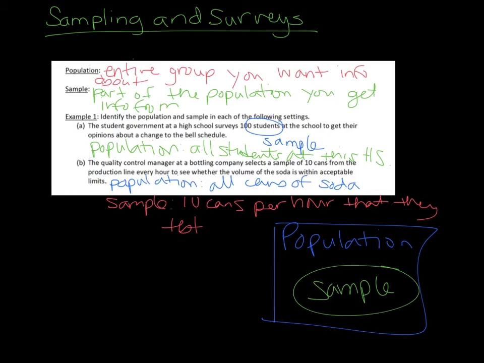And one other thing I'm going to mention is that you want the sample to be a good representation of the entire population. We are always looking for what we call a representative sample. That's very important. And that's going to bring me to the next group of terms for this chapter.